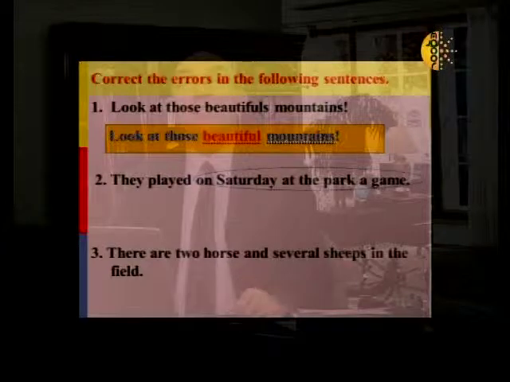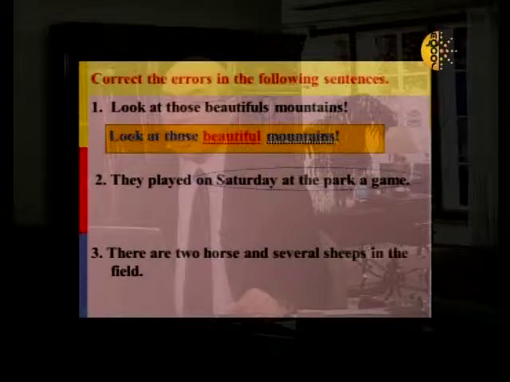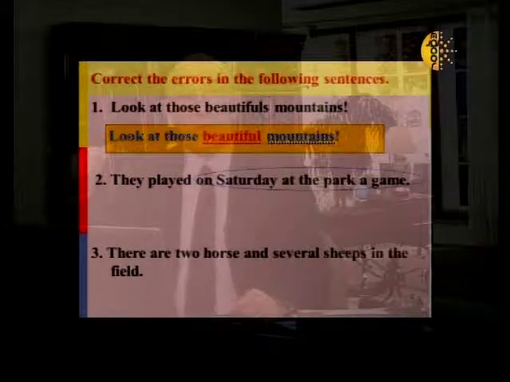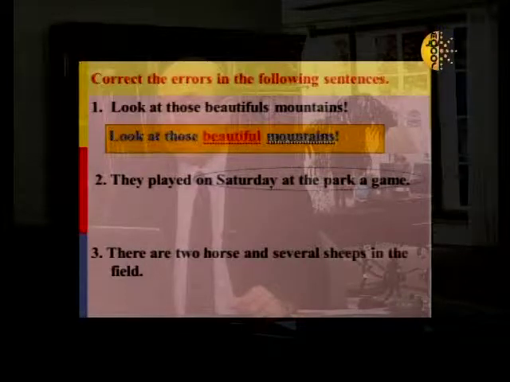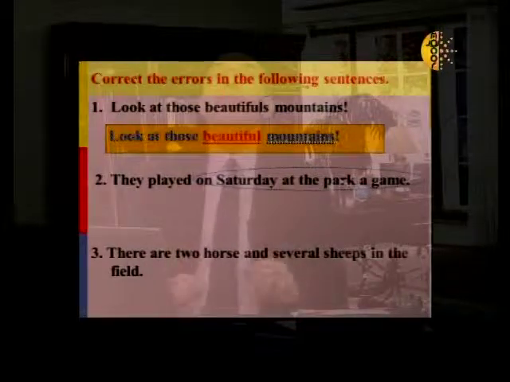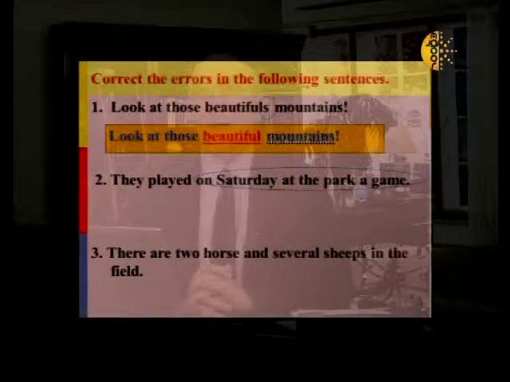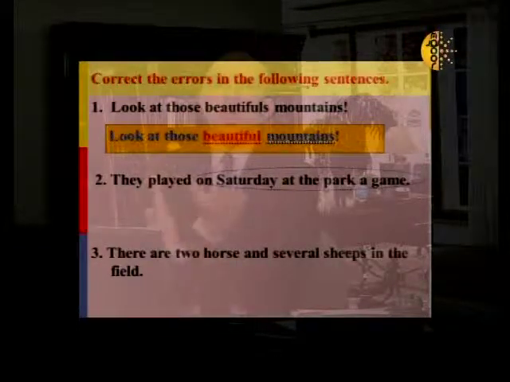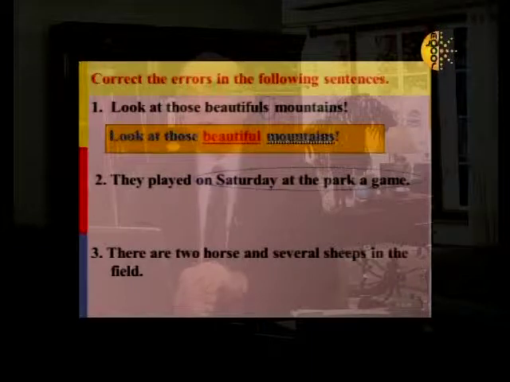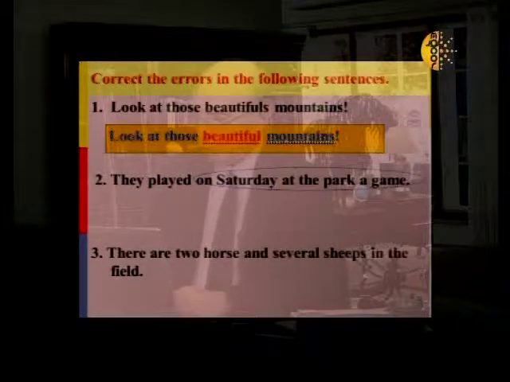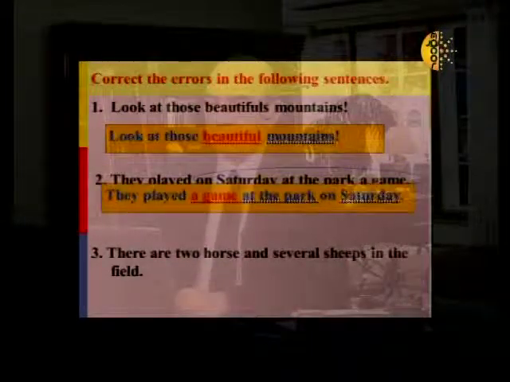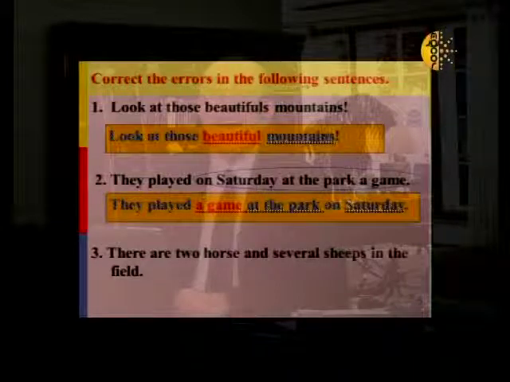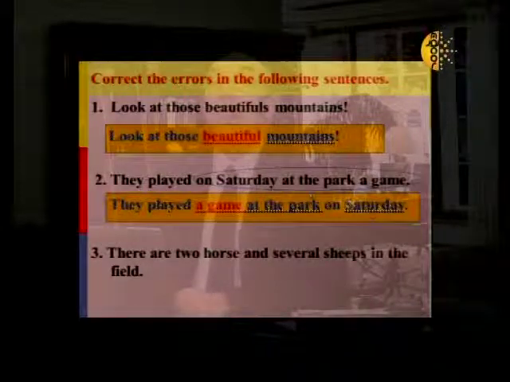The problem in this sentence is what? That we put time first. On Saturday is what? When. Adverb of time. At the park is what? Adverb of place. It cannot be correct. That's why it's wrong. So you need to switch the position of these two adverbs. So the correct answer will be like this. They played a game at the park on Saturday.